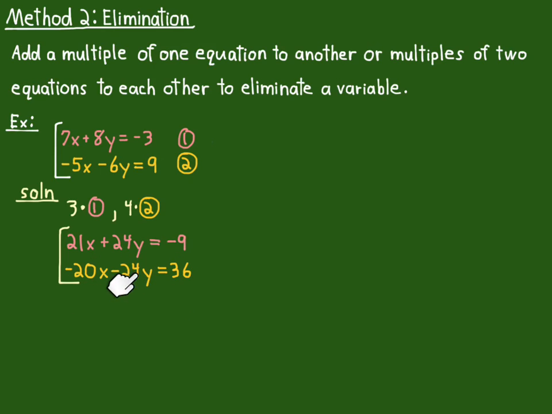You get 24y minus 24y. So I add the two equations and I get x equals 27. It's just coincidence I ended up with a coefficient of 1 on the x, made it kind of easy.